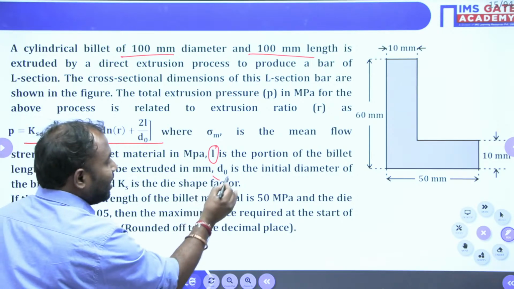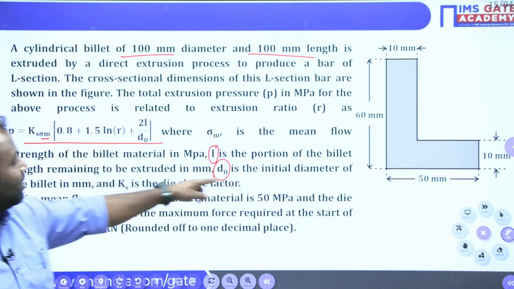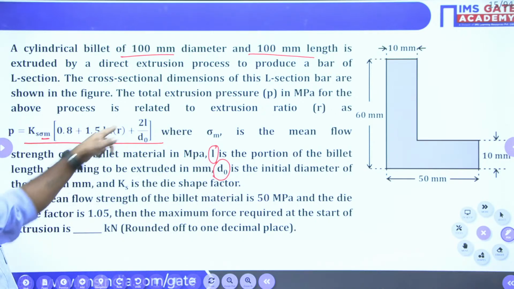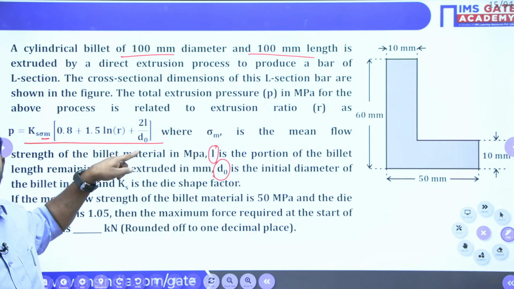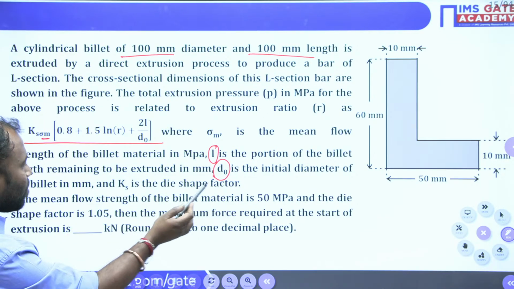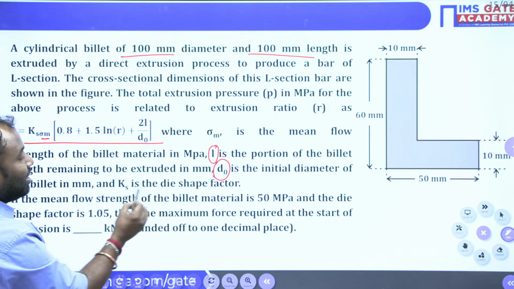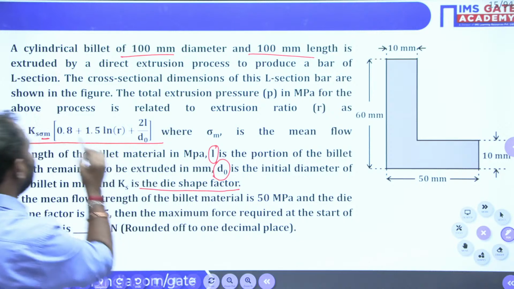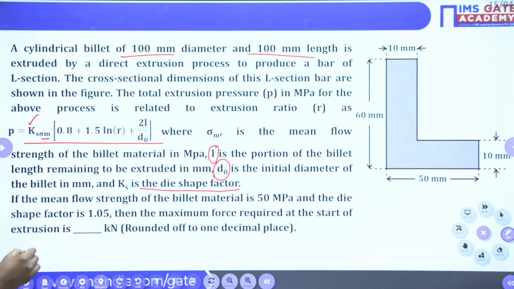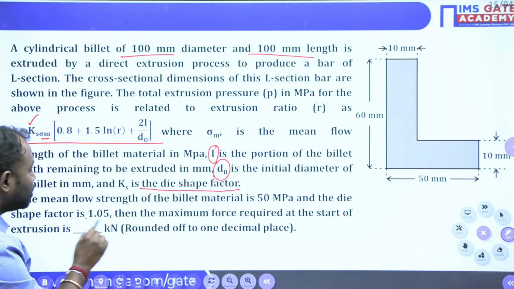Now where D0 is the initial diameter of the billet. Next, what is given? And Ks is the die shape factor. Ks is the die shape factor, isn't it? Now shape factor is 1.05.